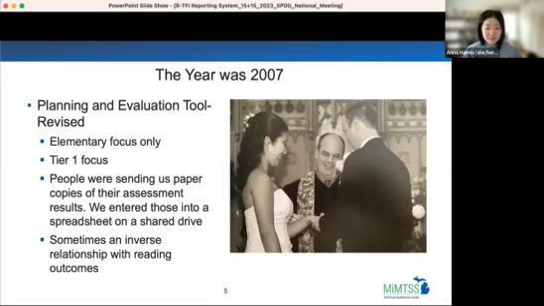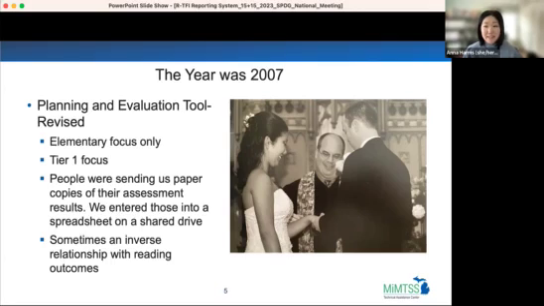It was a tool that came out with Reading First. Ed Kaminski and Deb Simmons were the lead authors on that. But there was really an elementary focus only with that tool, and like an early elementary focus. The focus was also tier 1.